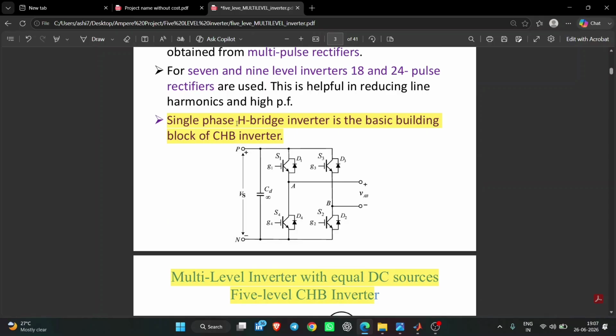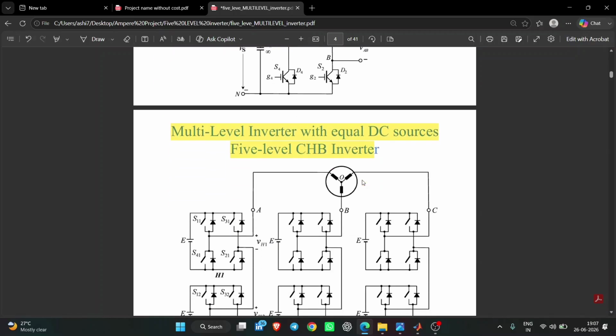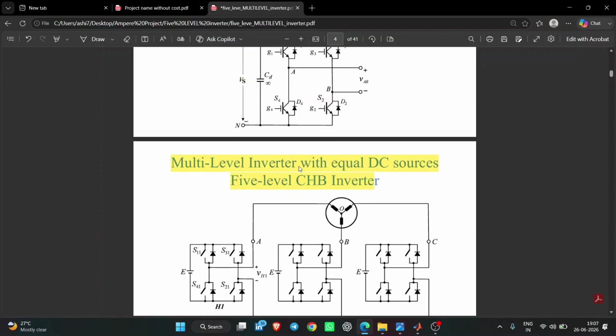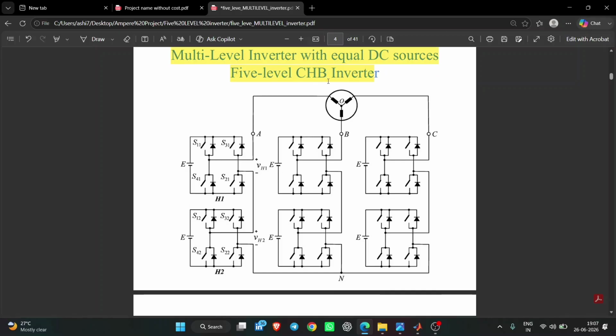Here you can see that the single phase H bridge inverter is the basic building block of the cascaded H bridge inverter. This is a single phase H bridge inverter, with this as input and this as output. So let's see how the multi-level inverter looks. Basically the single H bridge is used multiple times, 6 times for the 5-level. Here you can see the multi-level inverter with equal DC sources, which is important: a 5-level cascaded H bridge inverter.